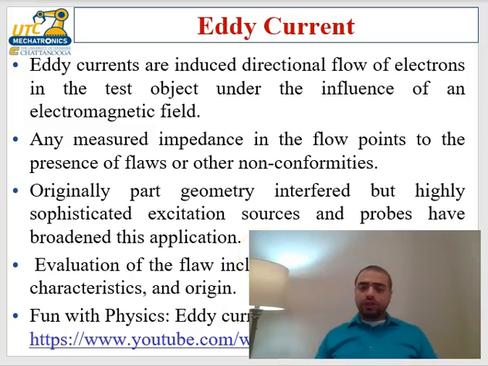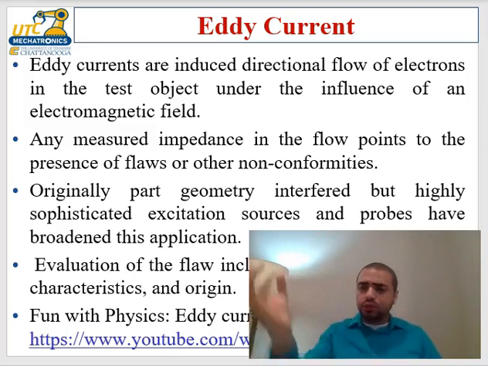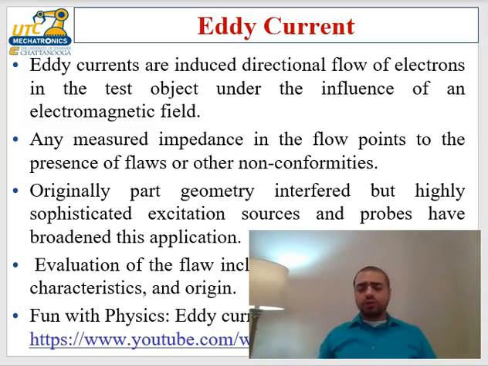Basically, eddy currents are generated from a moving magnetic field. Of course, the magnetic field can be changing in time, or it can be changing in space. In other words, it's moving. So any of these two methods will generate eddy currents.